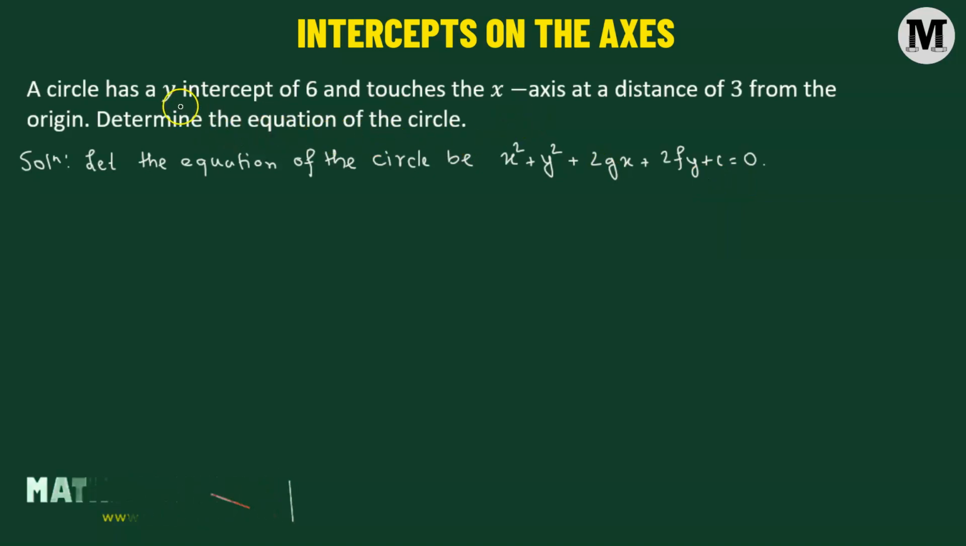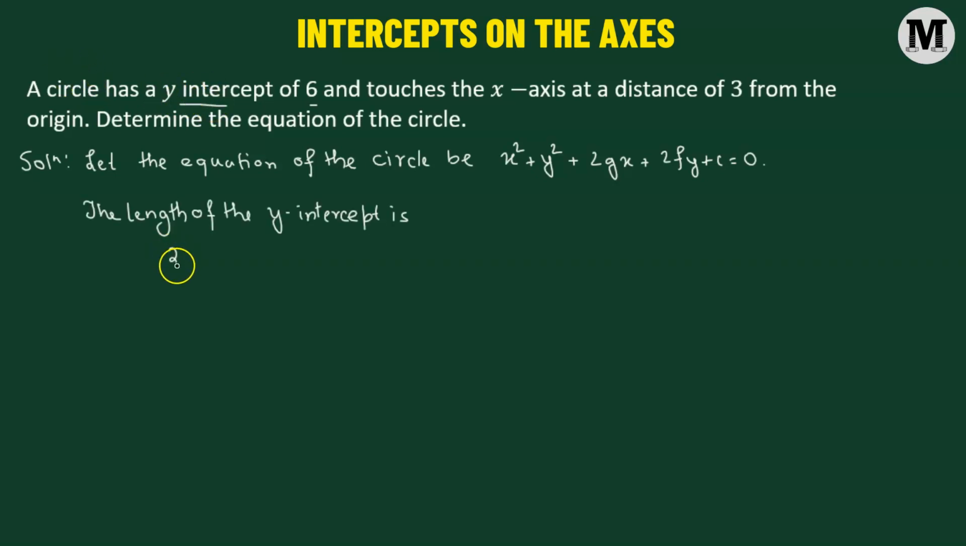So here it's given that the circle has a y-intercept of 6. Now we know that the length of the y-intercept is going to be 6 units, and we also know the formula for calculating the length of the y-intercept. It's given by 2 times square root of f squared minus c, and this value equals 6 units. So when we simplify this, we get f squared minus c equals 9. Let this be equation number 1.